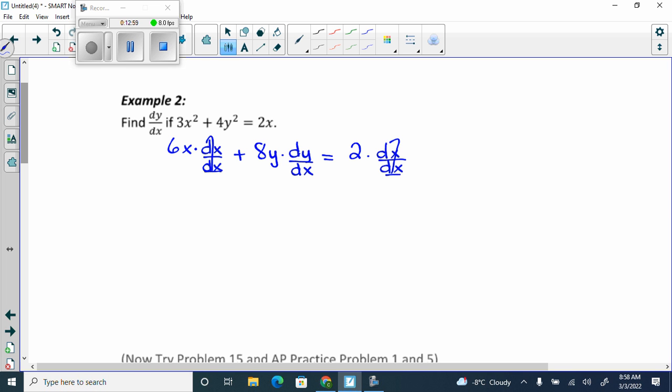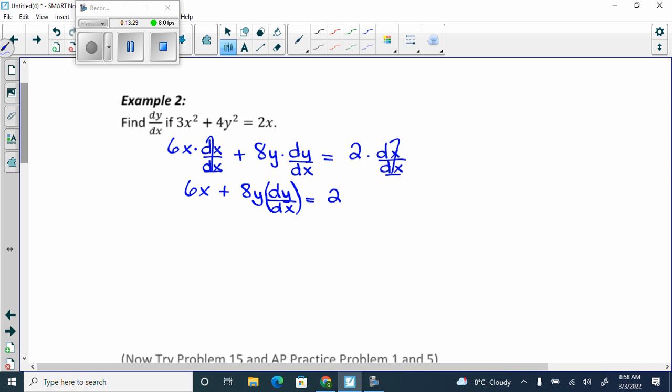So my first step was always differentiate. Second step is always to what? Get dy over dx by itself. Because if I have dy over dx equals answer, I have the first derivative. Correct? So, I'm going to rewrite this because it looks stupid. 6x plus 8y dy over dx equals 2. So my goal is to get this bad boy by itself.